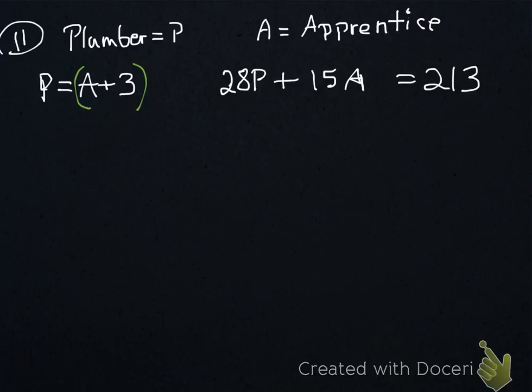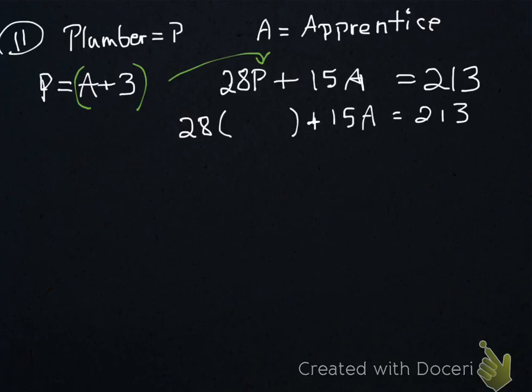My plumber is equal to A plus 3. So let's plug that in. So I'm going to take and put parentheses in there for my P value. So I have 28 times plus 15A equals 213. What are we plugging in? Yeah, we're plugging in A plus 3. Yes, I know it's big numbers, but they like to get paid, right? So now we're going to finish this off.